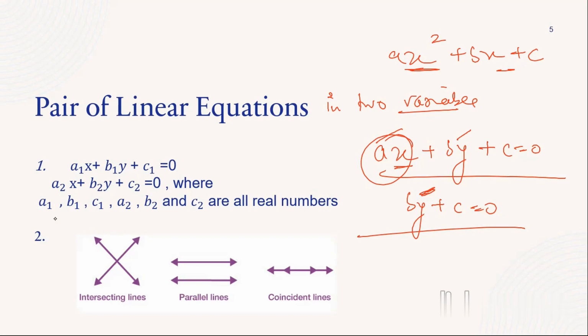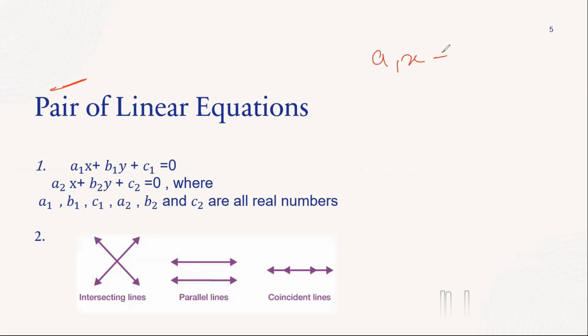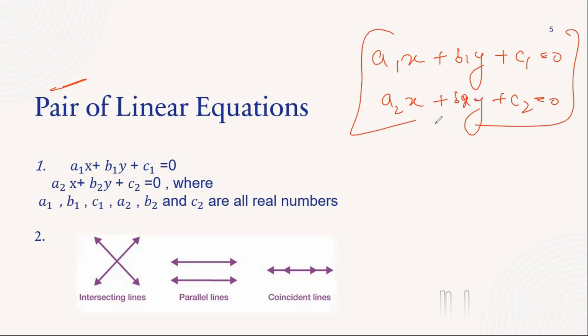Because you are using a pair, you are using a1x plus b1y plus c1 is equal to 0. And another, because we are talking about two equations, a pair: a2x plus b2y plus c2 is equal to 0. So these are the two equations we are using as a pair of linear equations. Linear equation means the highest degree of the variable is 1. Okay, these are the pair. So please remember C1 and C2 are the constants. A1, A2, B1, B2 are the coefficients of the variables x and y, right? And all are real numbers. They are not complex numbers. These are real numbers.